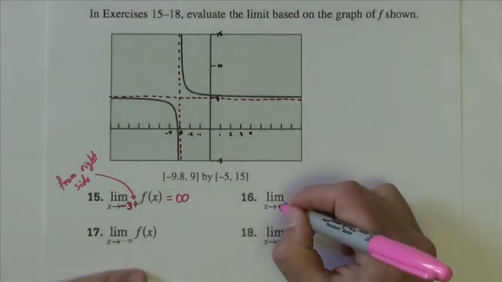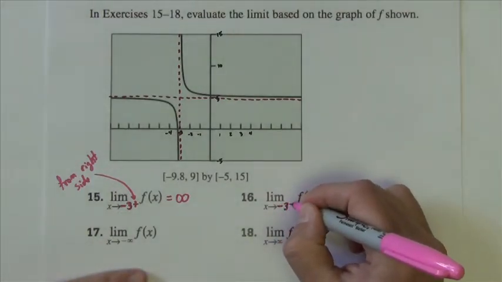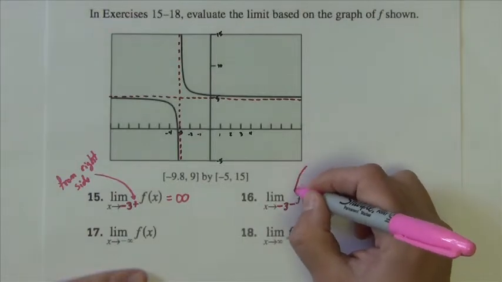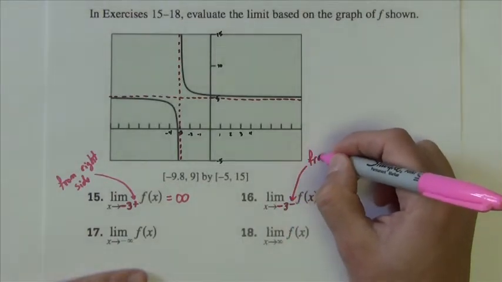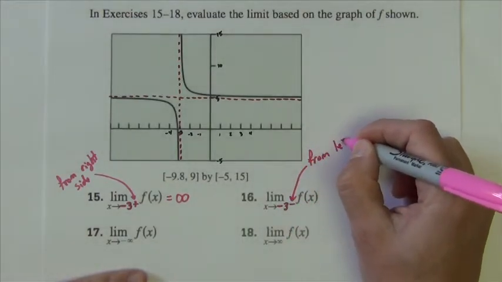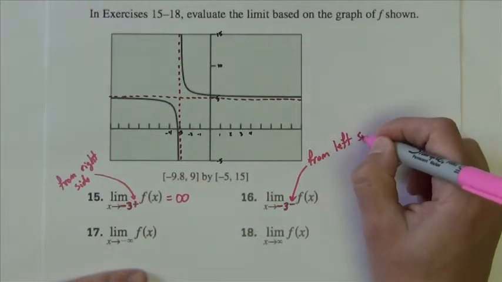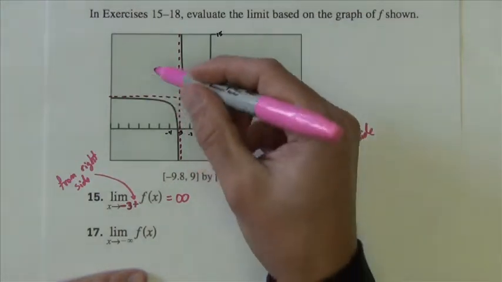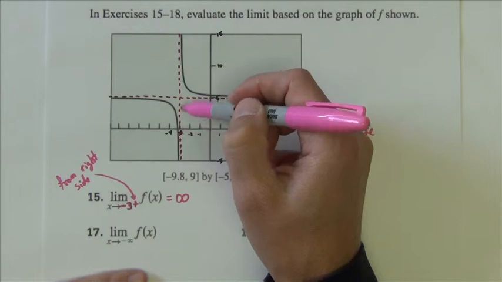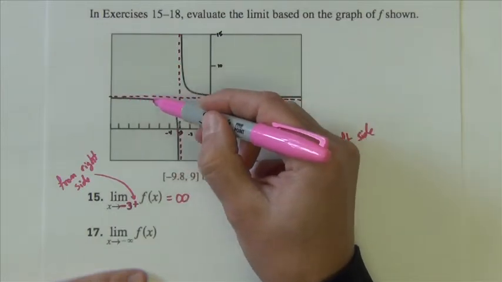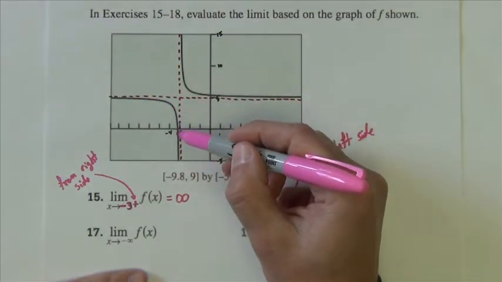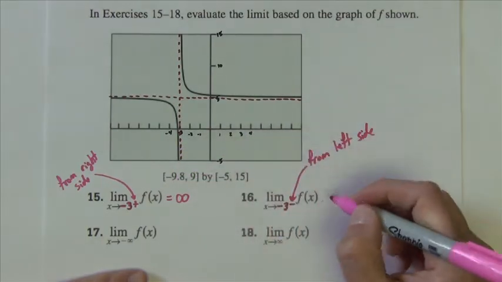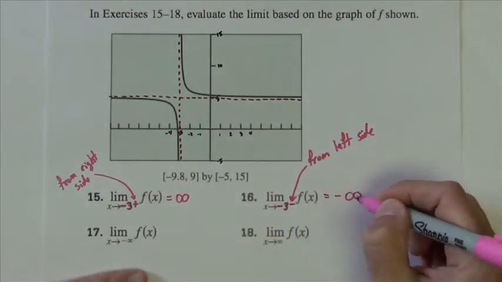Okay, number 16, this one says negative 3 with a minus behind it. That minus means just the opposite, from the left side. Okay, so here's negative 3 again. Come from the left side, and as we come from the left side, this function is going down. It's going down towards negative infinity.